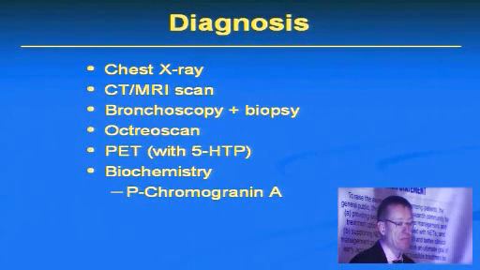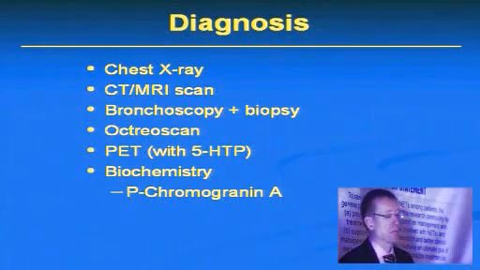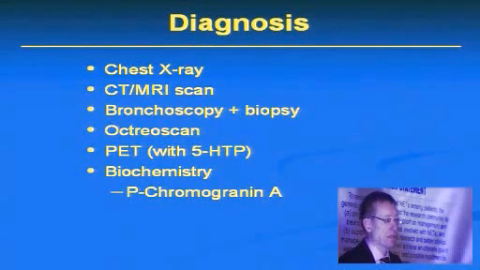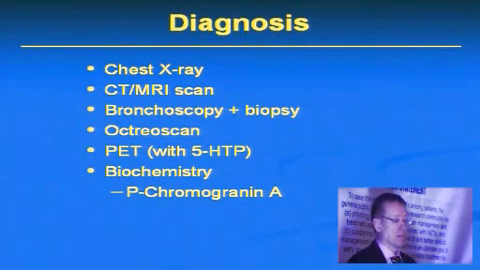Biochemistry. I think that you should check for plasma chromogranin A in these patients, not because it's elevated in many of them, but if plasma chromogranin A is elevated, this indicates that the tumor is already metastatic, and then you should really try to intensify your search for metastatic disease or tumors outside the thorax.